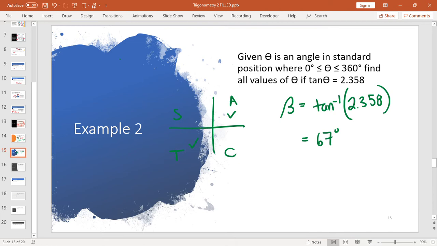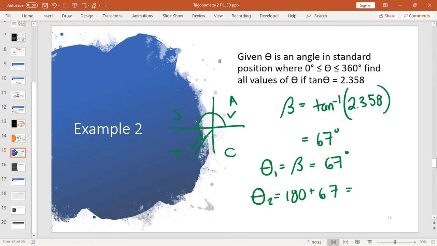Okay, so I go back and look at where I need to be. I need to be in quadrant 1. So in quadrant 1, your reference angle is your actual angle, so that's easy. So one angle is 67. My second angle is in quadrant 3, so I'm going through 180, and then I'm adding that extra 67 degrees. And you're going to get 247 degrees as your second angle. So those are your two answers.